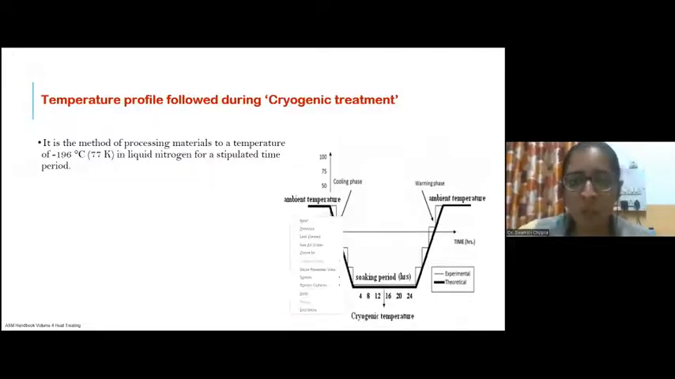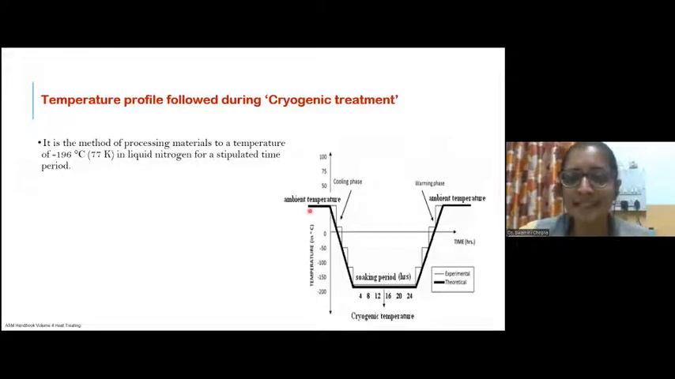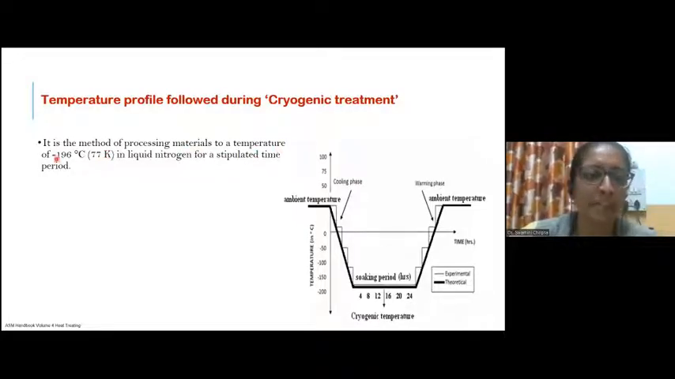So when we talk about cryogenic treatment, this is a standard representation given in the ASM Handbook Volume 4 of heat treatment, where the theoretical cryogenic treatment process is like this, whereas experimentally, with the help of different sensors, you can achieve a step-like process where you can reduce the temperature and increase the temperature. So it is a method of processing materials at a temperature of minus 196 degrees centigrade in liquid nitrogen for a stipulated time period.